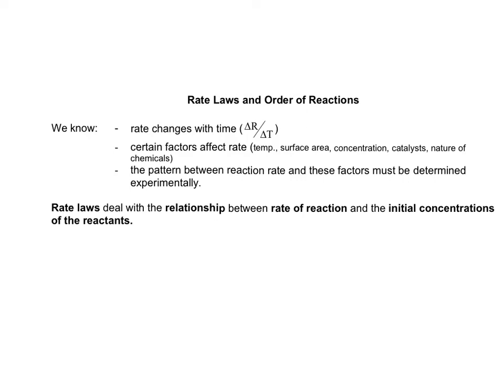Rate law and order of reactions. So we know the rate changes with time, and certain factors affect rate, such as temperature, surface area, concentration, catalysts, and the nature of the chemicals. The pattern between reaction rate and these factors must be determined experimentally. Rate laws deal with the relationships between rate of reaction and the initial concentration of the reactants.